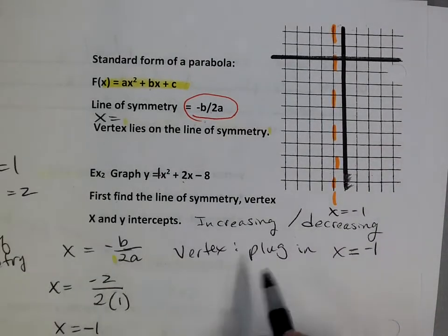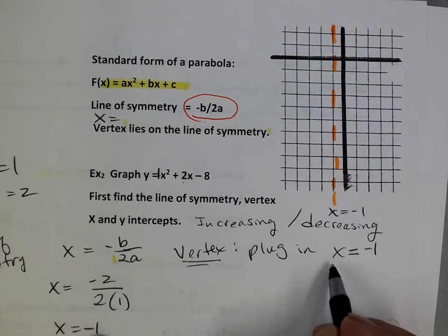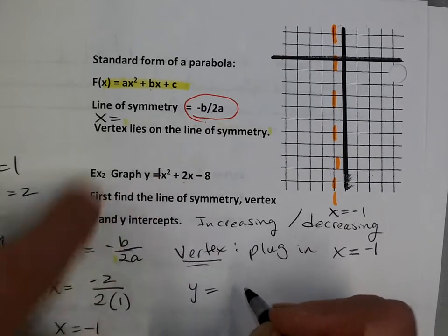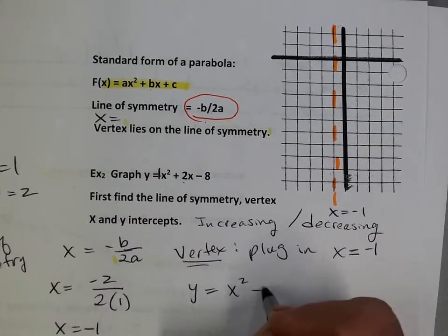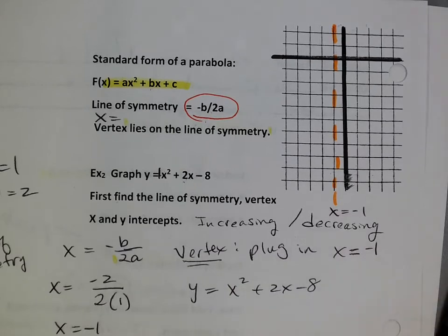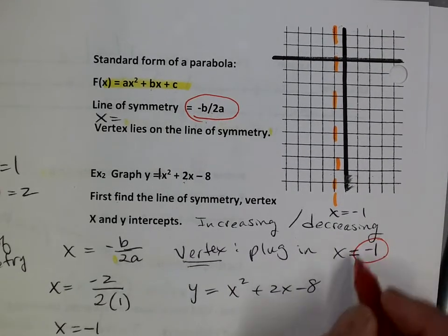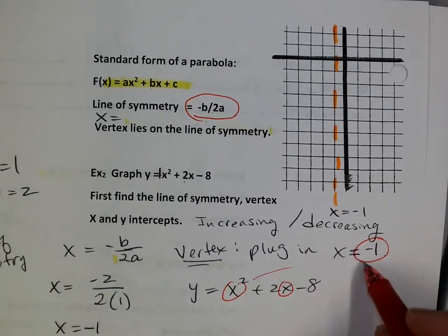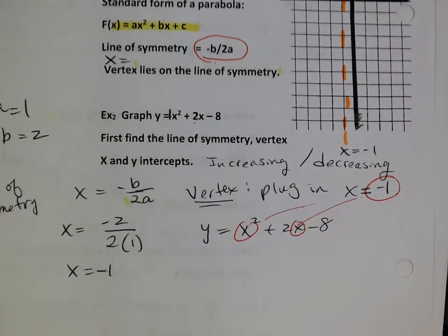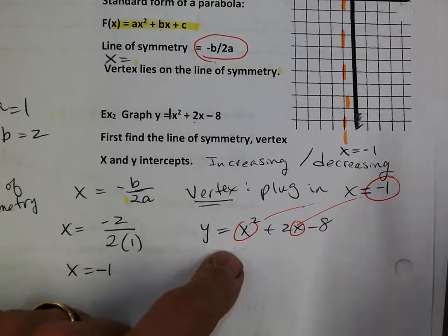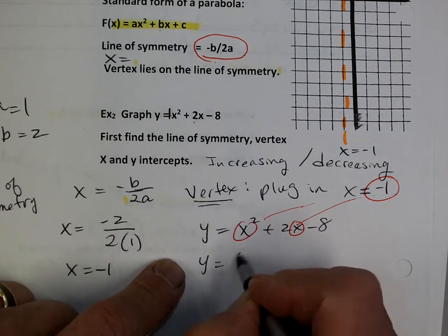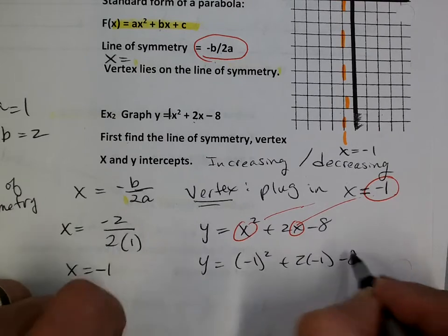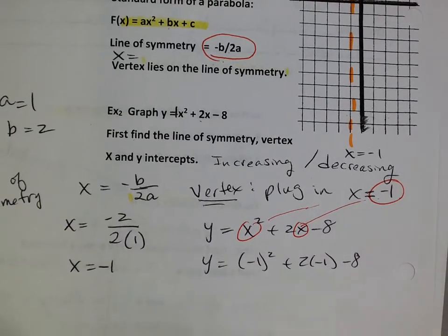So for the vertex, we're going to plug in this answer into y equals where our equation is, x squared plus 2x minus 8, okay? So if I'm plugging in negative 1, I got to plug it in for x there, and there, right? And we'll get its corresponding y value. So y equals negative 1 squared plus 2 times negative 1 minus 8, okay? Alright, let's see what I got.